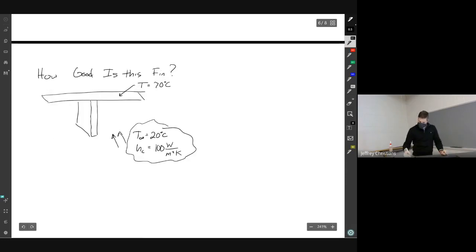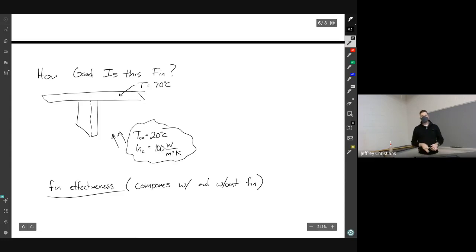We could look at the first way, we'll call the fin effectiveness, which compares with and without a fin. So if we just pop that fin off, there's still going to be convection there. There's still going to be heat transfer. We want to compare how good is it with the fin versus without.